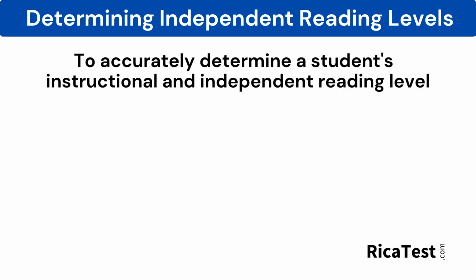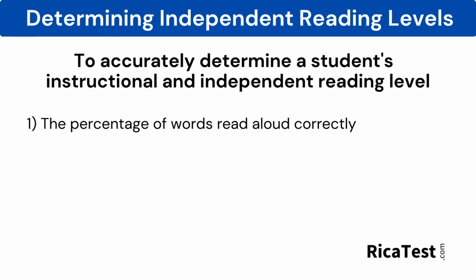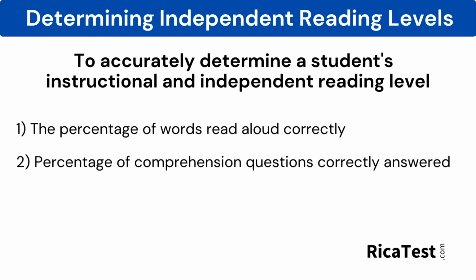Quick to note, a teacher needs these two things to accurately determine a student's instructional and independent reading level. The teacher will calculate, first, the percentage of words that the child can correctly read aloud, and second, the percentage of comprehension questions the child correctly answers.